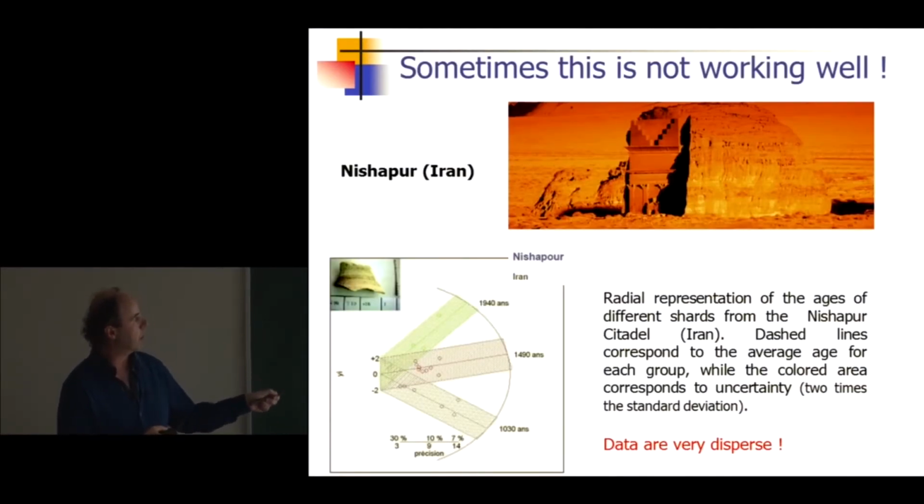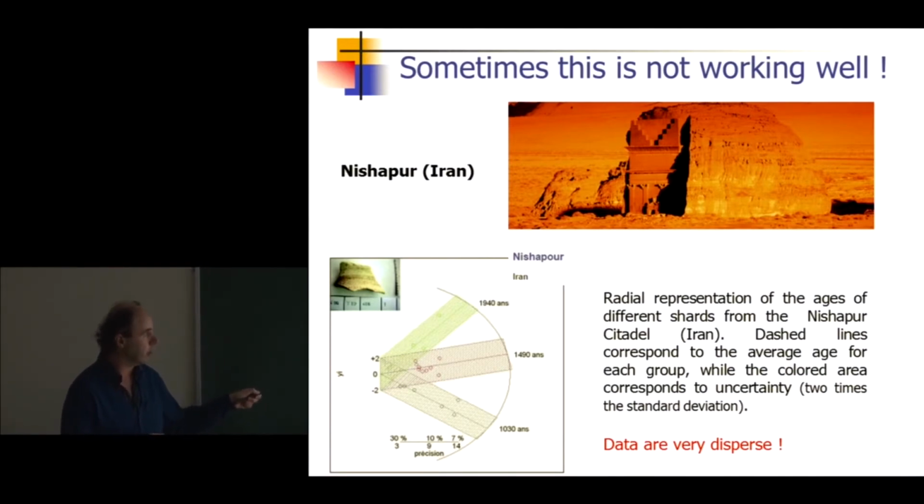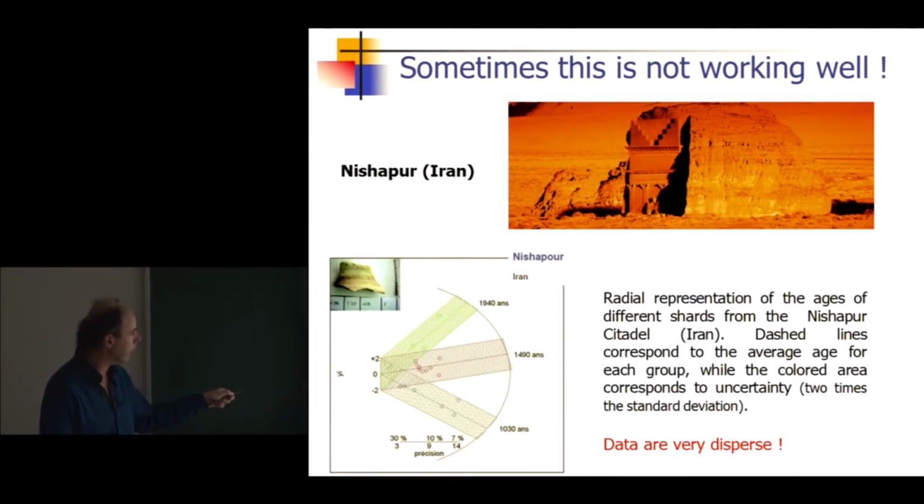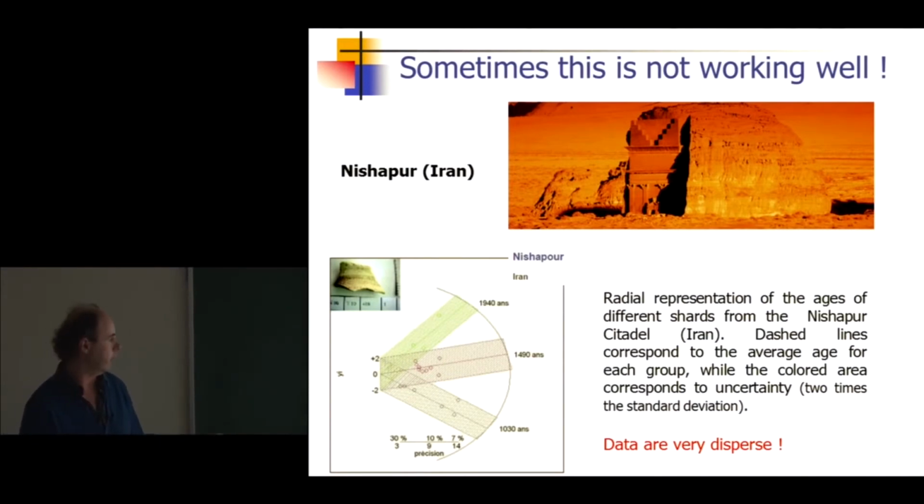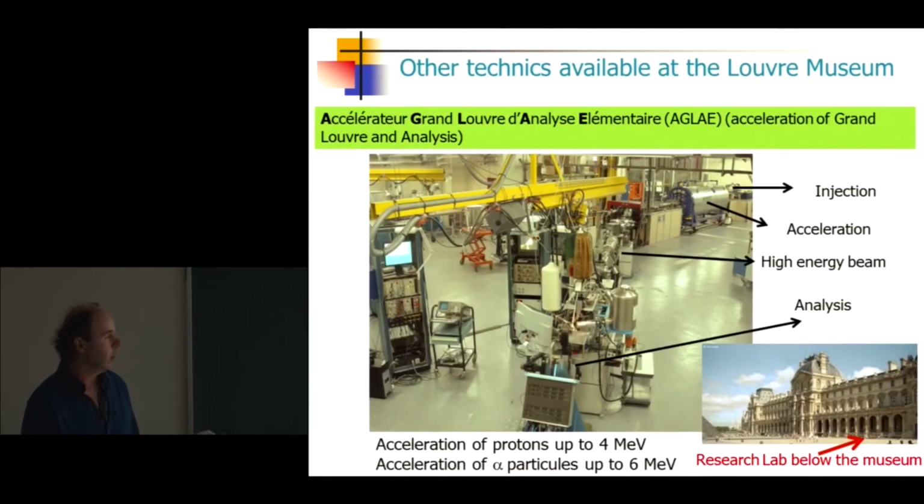This is an example of thermoluminescence dating from Iran, from this site in Iran. They looked at one part of pottery, a small part of the pottery coming from this, and they tried to find the age. But you see the discrepancy is too large. It's between 1,000 years and 2,000 years. So this data is very dispersed, and it was impossible to have a good accuracy for this age.